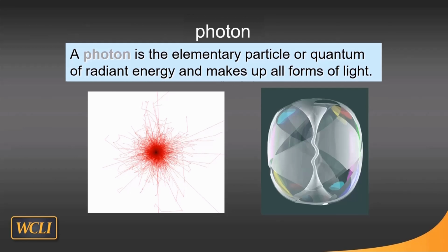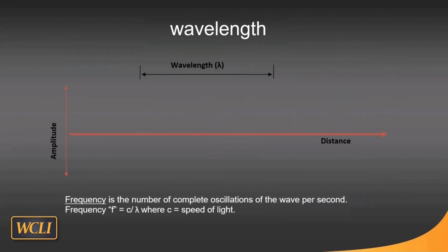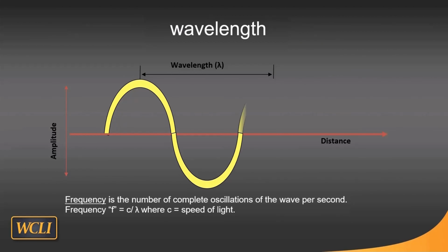And by definition, a photon is the elementary particle or quantum of radiant energy and makes up all forms of light. So other definitions that are important as we get into lasers is wavelength. And as we look at wavelength, the wavelength is measured from either, say, crest to crest or peak to peak or valley to valley, but it's essentially from one corresponding part of the wave to the next reoccurring part of that same wave.